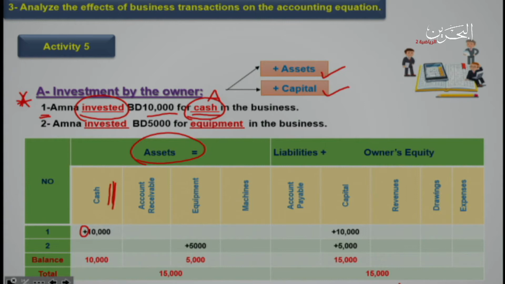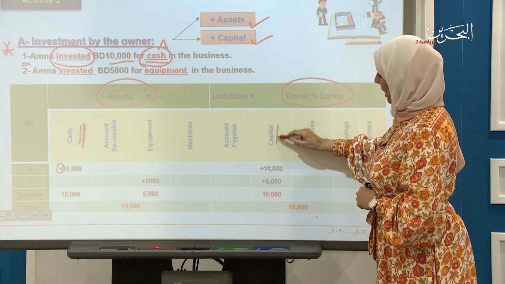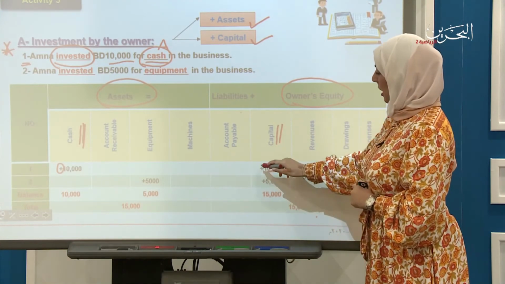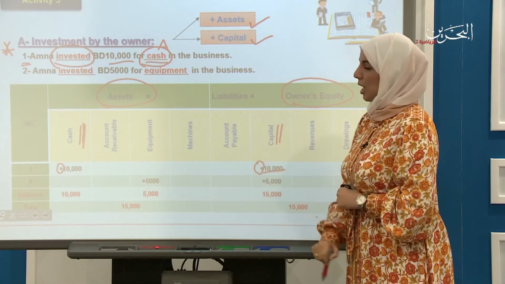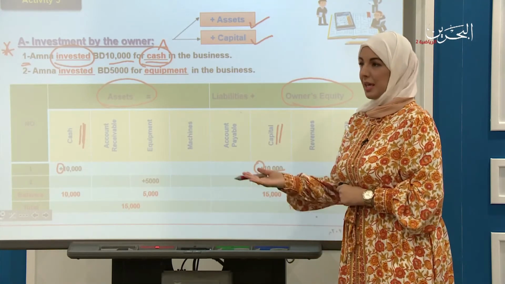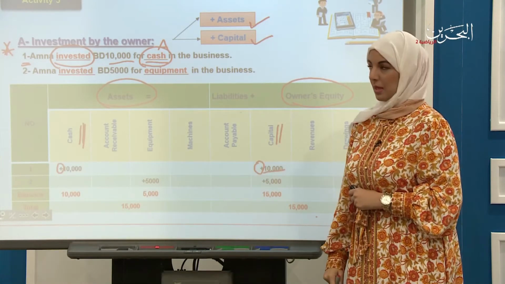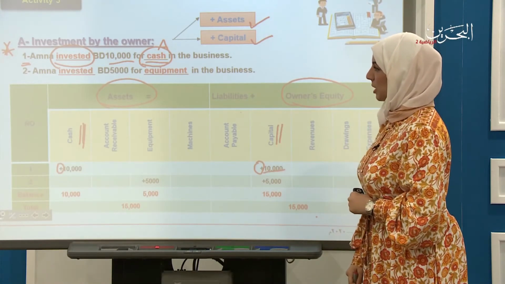Then the invested, I say that it will increase the capital of the company. So I will move to the owner equity section under the capital account and I will put 10,000 and also I will put the sign of the plus to show that the capital of the company is increased. This is for the first transaction.